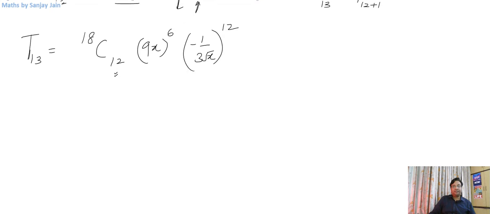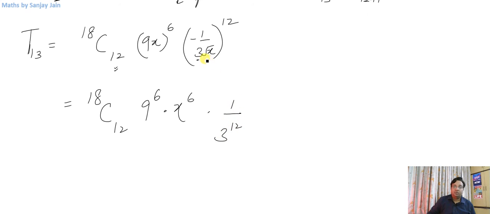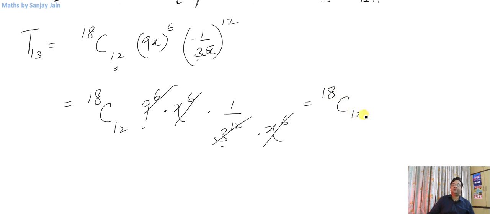Now let us simplify it a little bit. So if you notice, 18C12, this will be 9 raised to power 6 into x raised to power 6 into minus 1 raised to 12, so it will become plus 1, 3 raised to power 12, 1 by 3 raised to power 12, and root x raised to power 12 is nothing but x raised to power 6. So this will be cancelled. This term is independent of x. 9 raised to power 6 and 3 raised to power 12 are equal, so these can also be cancelled. So the answer is 18C12.